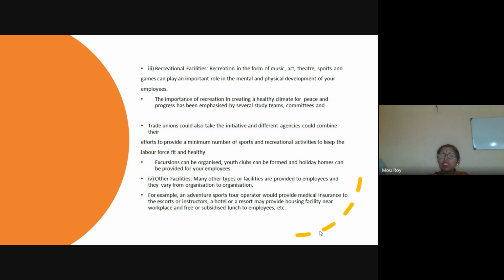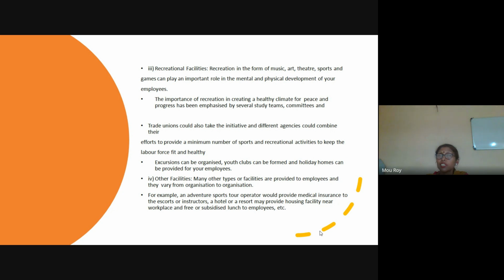Then there are many other types of facilities also provided to the employees, and as I told you, they vary from organization to organization. For example, an adventure sports tour operator would provide medical insurance to the instructors, because it's a sports tour operator. A hotel or resort may provide a housing facility near the workplace and free or very subsidized lunch or dinner to the employees. As I told you, in some hotels accommodation is provided by the hotel to their staff, but not to all. And in some hotels they provide accommodation only to the lady staff.